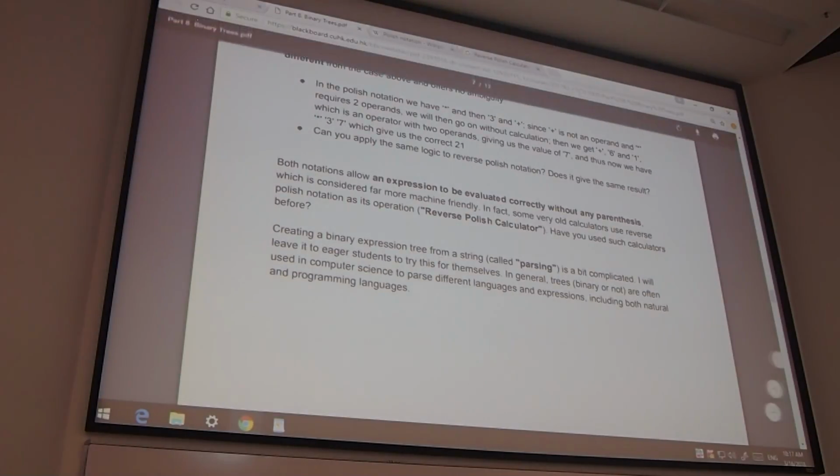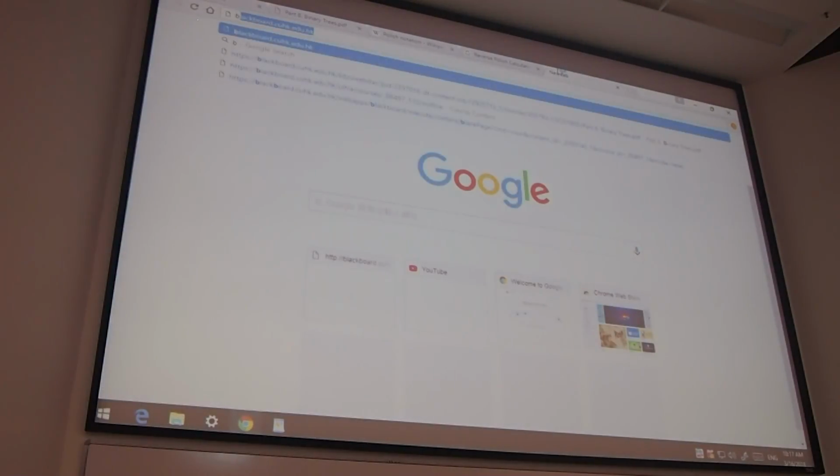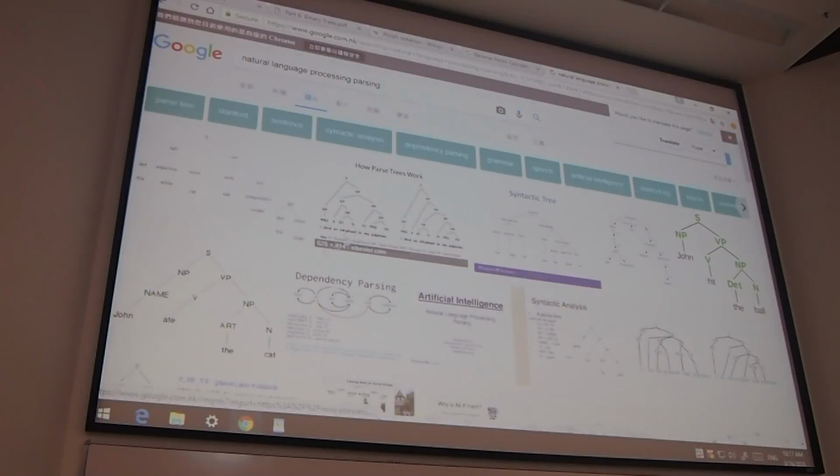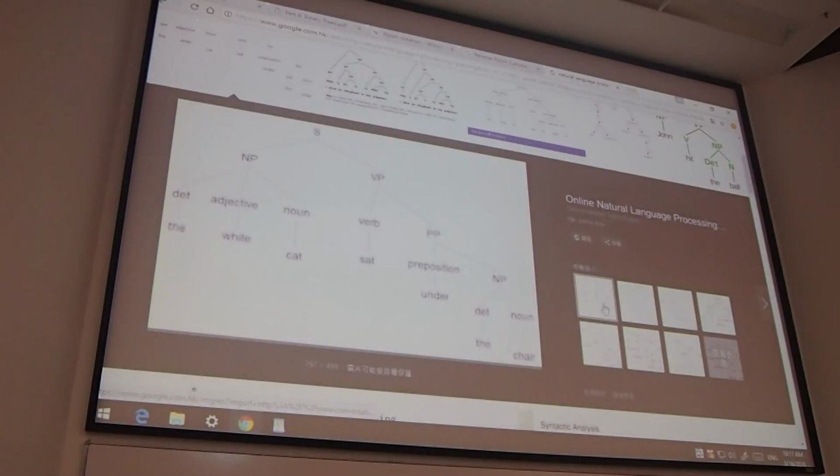Okay, if you're interested one day, natural language processing, and one of its parts is parsing. See here, I am parsing a sentence: the white cat sat under the chair. In this case, I will use English grammar to try to parse it into a non-binary tree, because English is not binary.